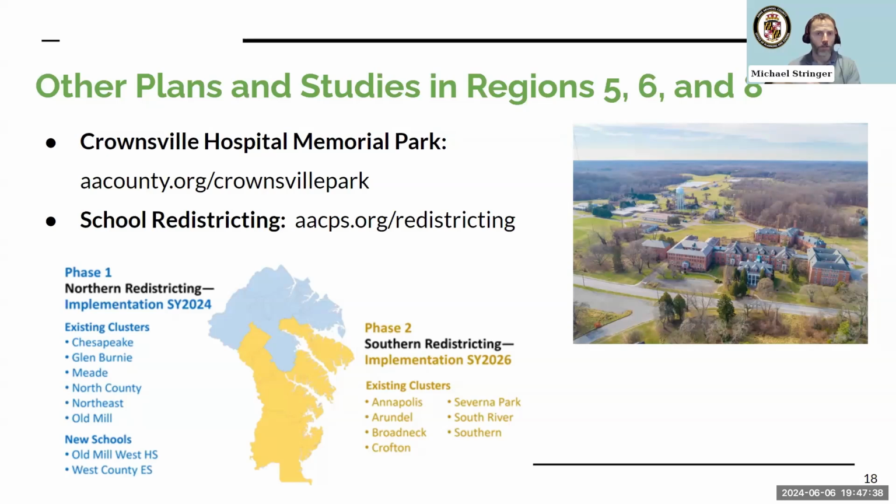The second phase of the redistricting will address the southern half of the county, and you can see the school clusters listed there in the bottom right: Annapolis, Arundel, Broadneck, Crofton, Severna Park, South River, and Southern. Those clusters will be addressed in this second phase of the school redistricting. And that process kicks off at the beginning of next year, where the county school board will do their analysis and share out through public meetings and online forums options for how the school districts can be adjusted to try to balance out the needs of the schools. And then that ultimately gets adopted by the county school board.